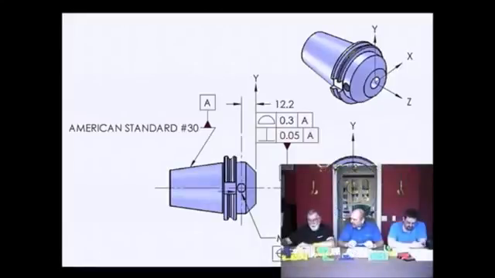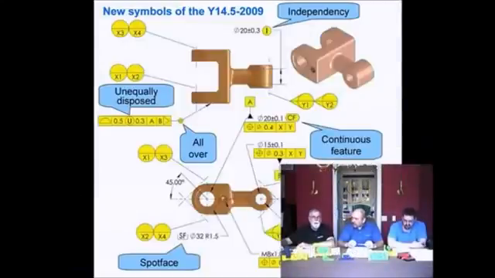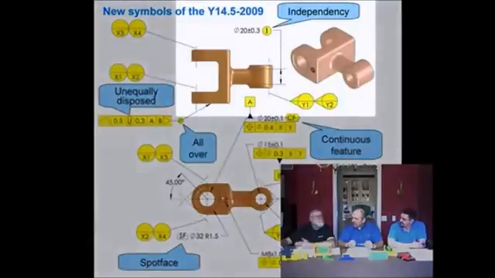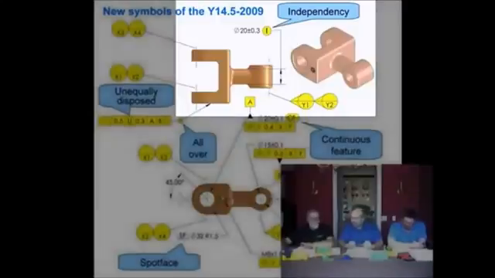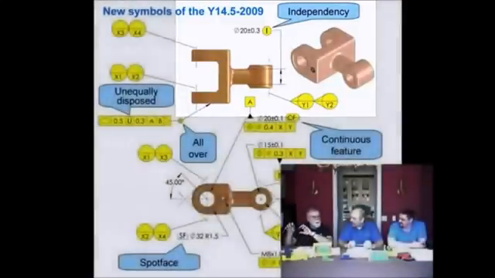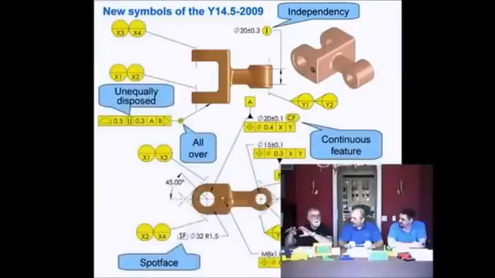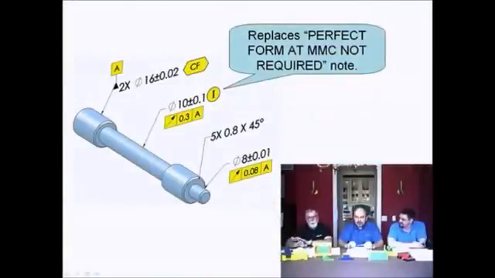How many are there? I believe there's 7 new symbols, but the one that stands out for me is the principle of independency symbol. Instead of having to write a long note about that, we don't do that anymore. Now we have a symbol that says we want these features to be unlocked from rule number 1. So I don't have to worry about form or size controls form anymore.